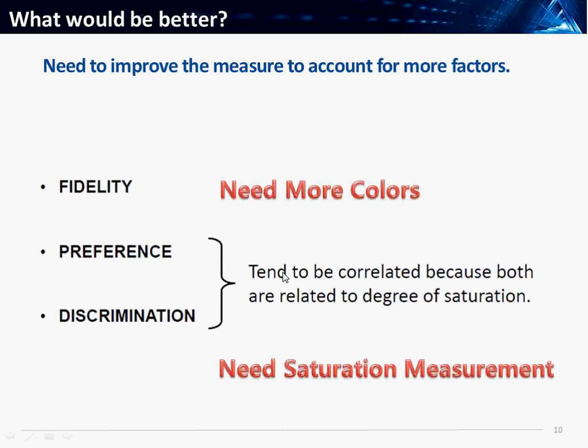So, what do you do to make it better? Well, we have fidelity, preference, and discrimination. Preference and discrimination both kind of tie into the degree of saturation. But they're pretty easy to improve. We just increase the number of colors. So as we increase the number of color bits, we can increase the number of colors that we actually measure and improve that score. So that's easy to do. And then as far as the saturation, we've got to come up with something new to express that saturation in a better way.